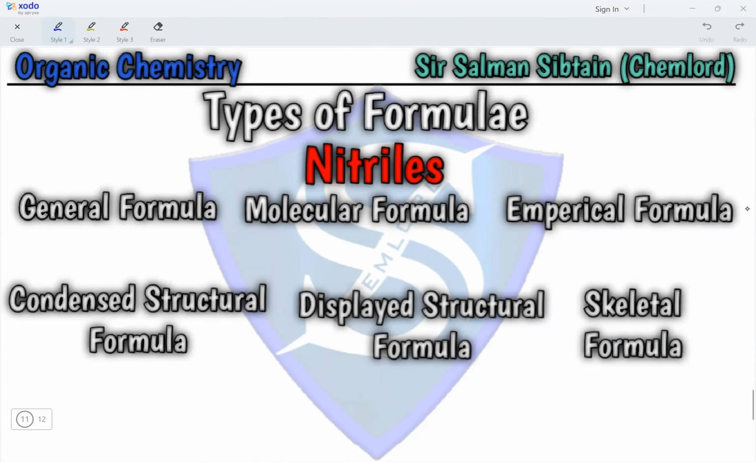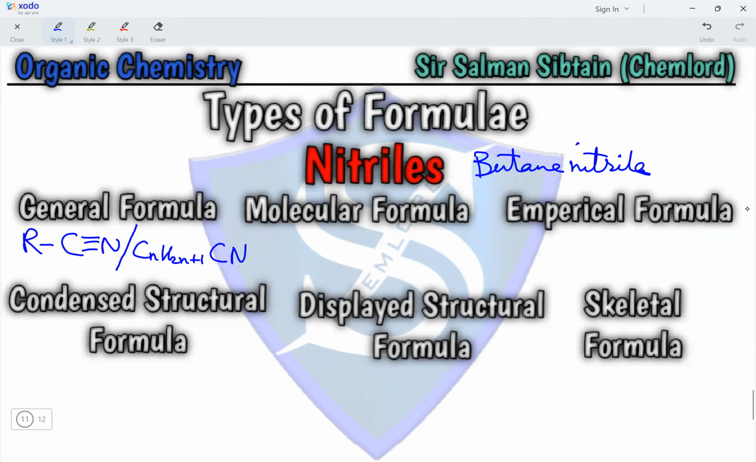Next, we'll be looking at the types of formula of nitriles. So, a four carbon nitrile would be called butane nitrile, and the general formula of nitriles would be R attached to a C triple bond N. This is the functional group of nitriles. So, in terms of the number of carbon, hydrogen, and nitrogen atoms, it would be CnH2n+1 attached to the functional group CN.